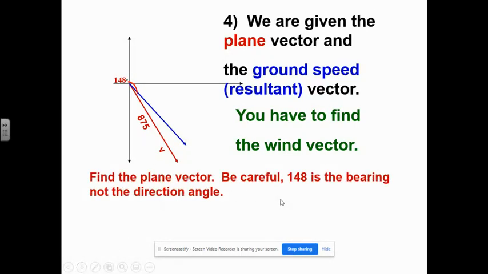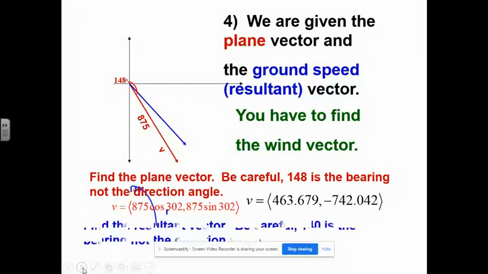So for the plane vector, remember again, 148 is the bearing, it's not the direction angle. A bearing of 148 is the same, if you started at the positive x-axis and rotated counterclockwise, as 302 degrees. Here's 90 degrees, so this would be an extra 58 degrees, so 302 is just the full circle minus that extra 58 degrees. So you get your plane vector, then we work on the resultant vector.